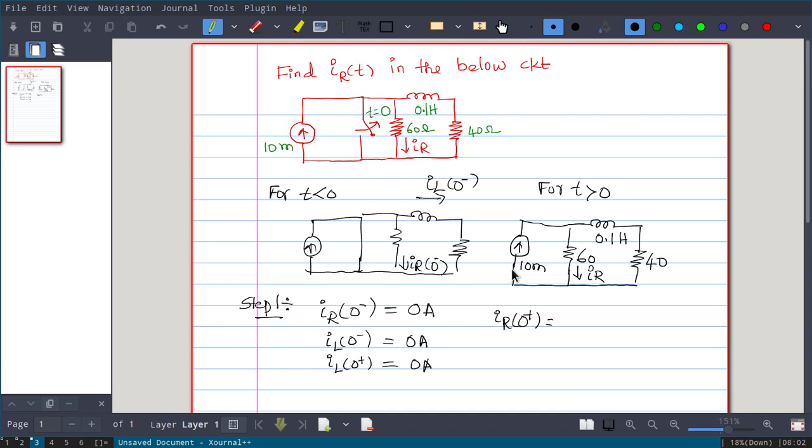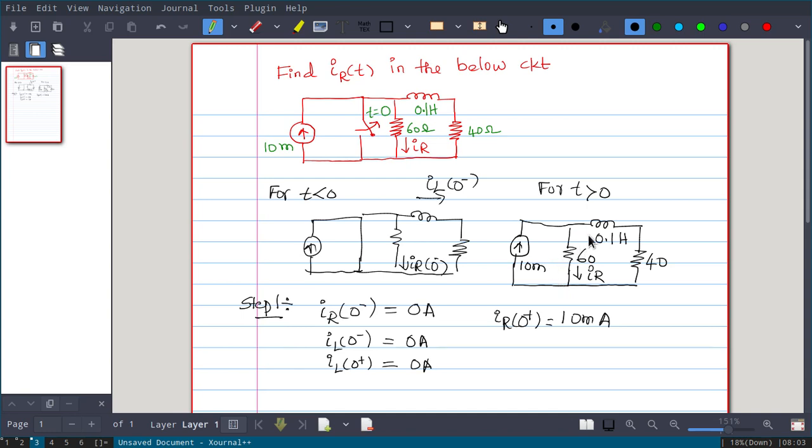But you are pumping 10 milliampere current. The inductor is not ready to allow any current at the moment t equal to 0 plus. So who has to allow? The 60 ohm resistance has to allow the complete current. So it will take the complete current. So IR of 0 plus is nothing but 10 milliampere. This is happening because the inductor resists abrupt change. No current was flowing. All of a sudden you try to pump 10 milliampere, it will not allow. So the 60 ohm resistor has to take all the current.